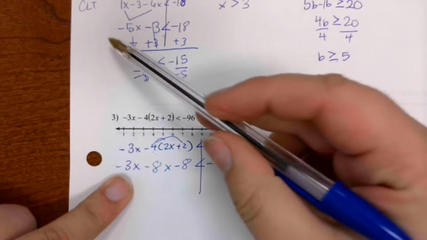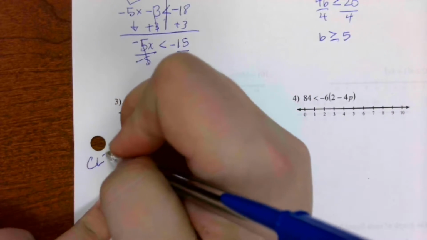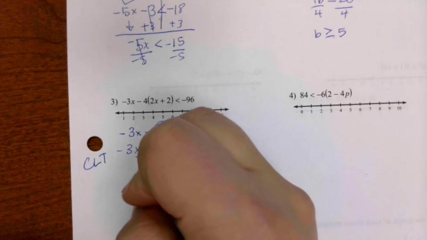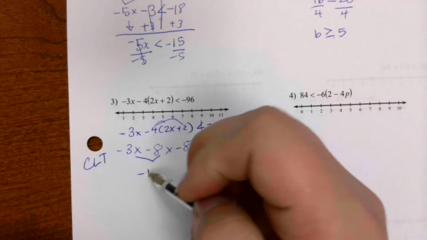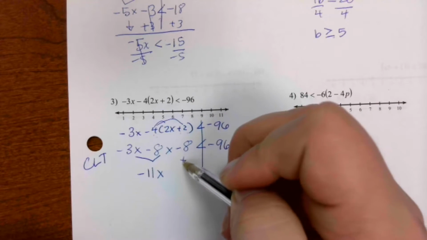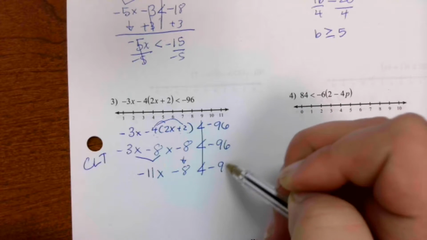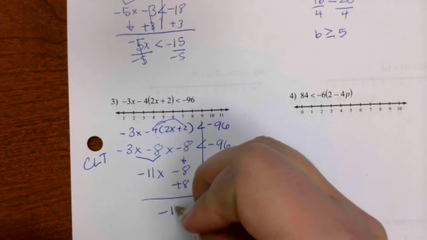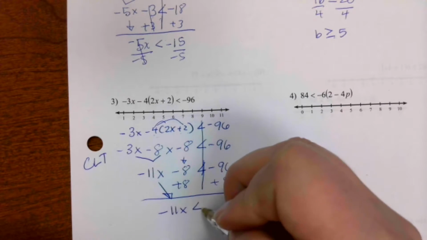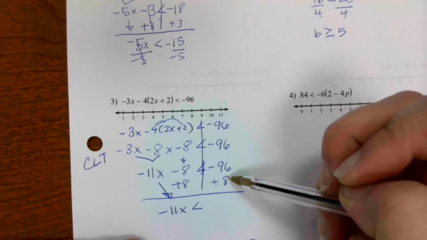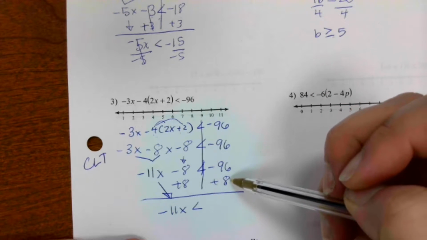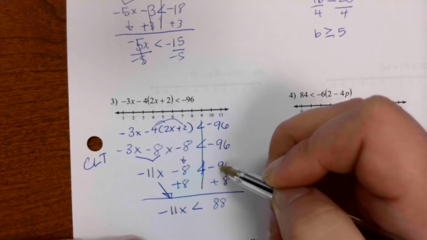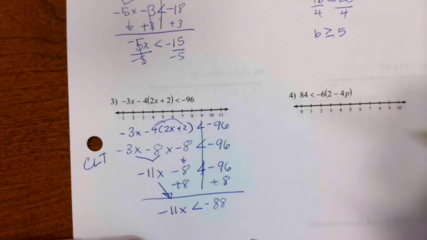Now we go back, just like we did here. Combine like terms. Same signs. They're both negative, so we add, but it stays as a negative. Bring the negative 8 down. Add the 8 to both sides. Negative 96, positive 8. Different signs, so they subtract. I'm getting 88, and it's going to stay negative because the 96 was bigger.